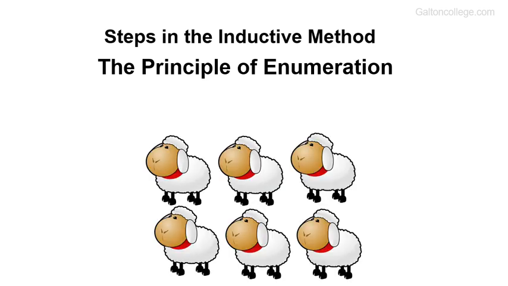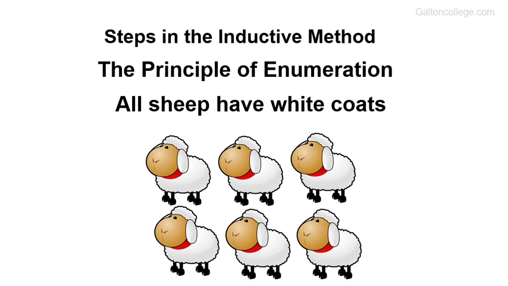So there are steps in the inductive method. This is called the principle of enumeration, the principle of counting up. Let's count up and see where we get to. Here's an example. There are 6 white sheep. We've counted these. You can count them as well. You'll find there are 6, and all the sheep have white coats. Look at them. They've all got white coats. So if we only see the 6 sheep, we'll think all sheep have white coats. We've generalized.